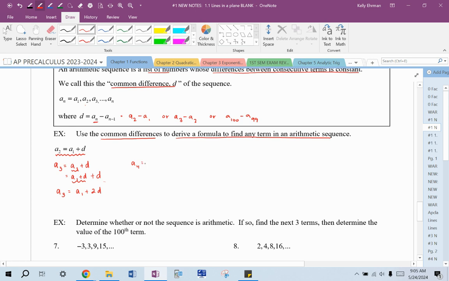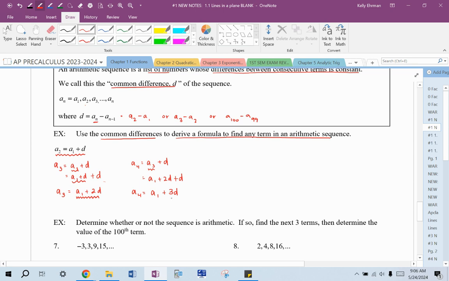The fourth term would be the third term plus the common difference. Again, if it's like, oh, you add 5 every time, you would add 5 to the third term and get the fourth term. But what did we say the third term was? The third term was this little formula here. So let's replace that. It was A1 plus 2D, and then we have plus D again. So now we have that the fourth term is the first term plus, combining like terms here, 3 times D.